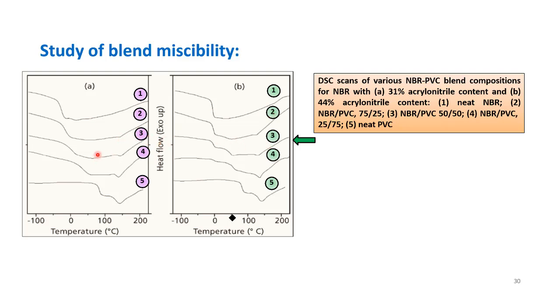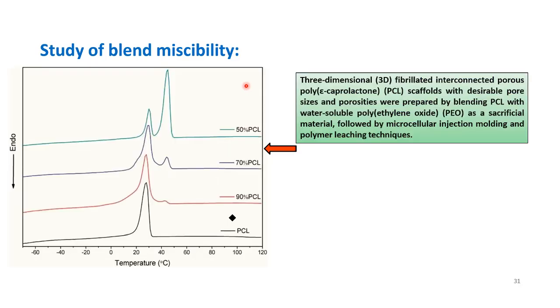As you can see, with increasing percentage of PVC, the Tg is also increasing. For the neat PVC, it is coming in this range. You can see the difference, and the composite is coming at the middle of these two points. This can be seen in both cases, both in 31% acrylonitrile and 44% acrylonitrile content.